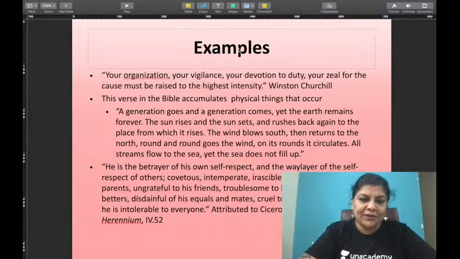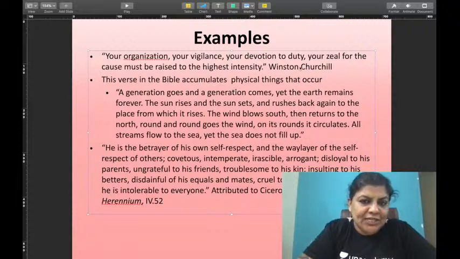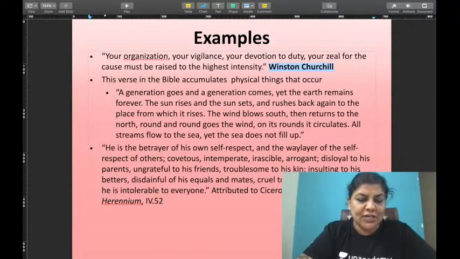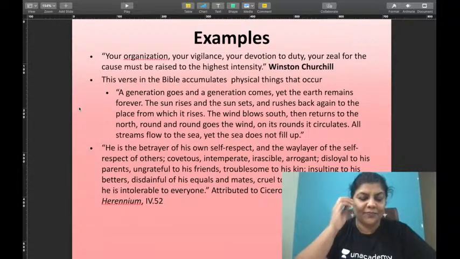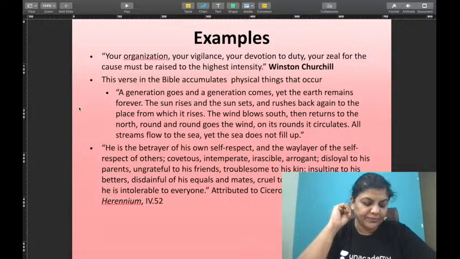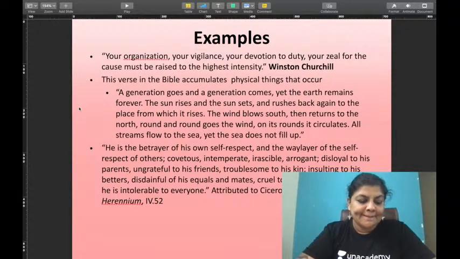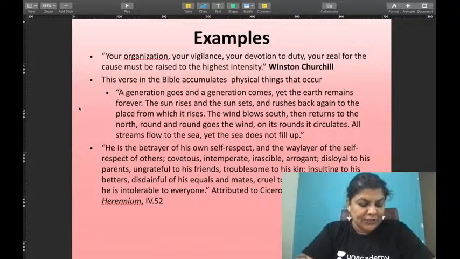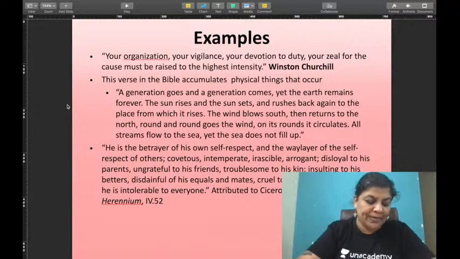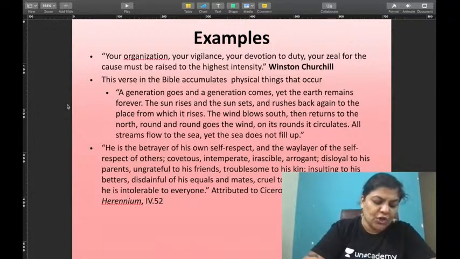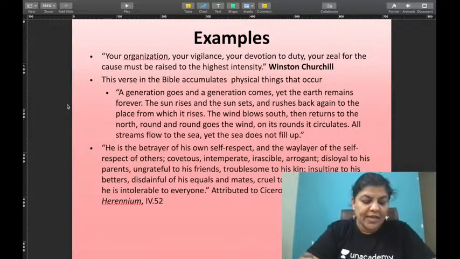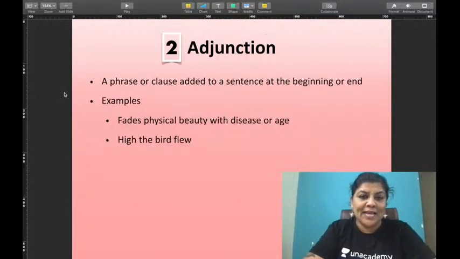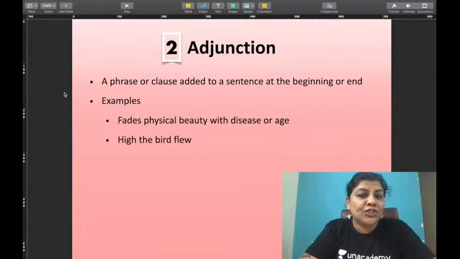Then another example I have given. Winston Churchill said this: your organization, your vigilance, your devotion to duty, your zeal for the cause must be raised to the highest intensity. I am not reading out everything in the slide because I just want you to understand there are so many examples for enumeratio or accumulation.